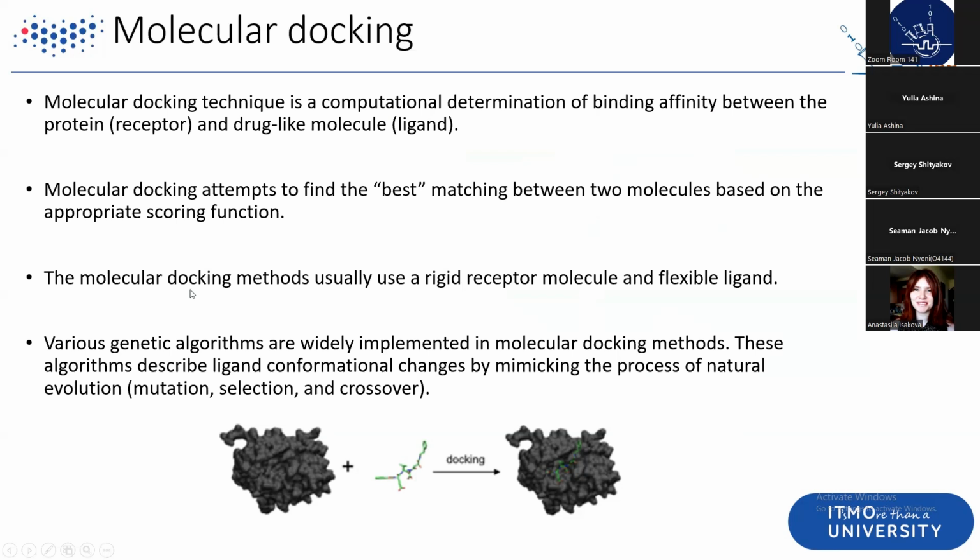The ligand usually is a drug-like molecule, not very big. Usually it contains up to 70 atoms, sometimes more, sometimes less, and the rotation, the rotational effect within the protein ligand binding site. So the molecular docking tries to find the best matching. Once the ligand is rotating, it tries to find the best matching between these two molecules based on the appropriate scoring function.